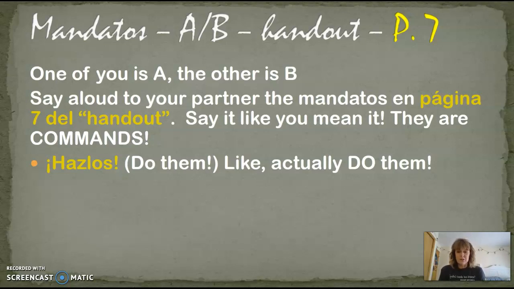Okay, listos. El primero es levántate. Siéntate. Okay, levántate, siéntate, ¿sí? Cepíllate los dientes. Cepíllate los dientes, ¿sí?